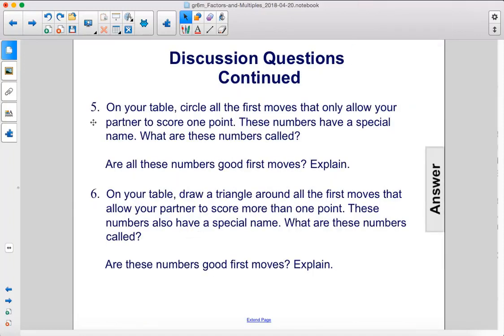On your table, circle all of the first moves that only allow your partner to score 1 point. These numbers have a special name. What are these numbers called? Are all of these numbers good first moves? Explain. Number 6. On your table, draw a triangle around all the first moves that allow your partner to score more than 1 point. These numbers also have a special name. What are these numbers called? Are these numbers good first moves?